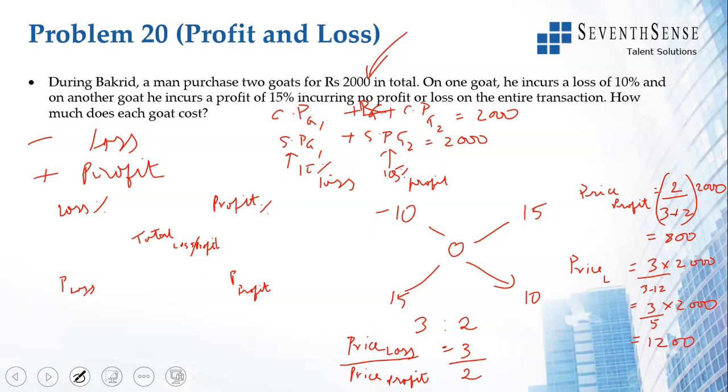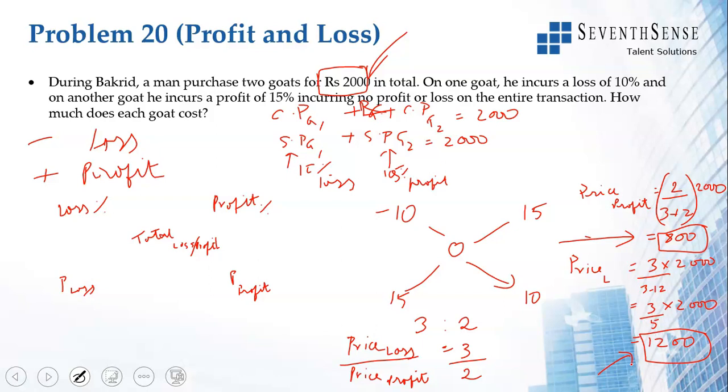Okay, we have looked at this as the cost price, right? This would also be the cost price of each of the goats. This is the goat that will sell at a profit. This is the goat that will sell at a loss. The one that he will sell at profit costs him 800. The one he will sell at loss is going to cost him 1200.